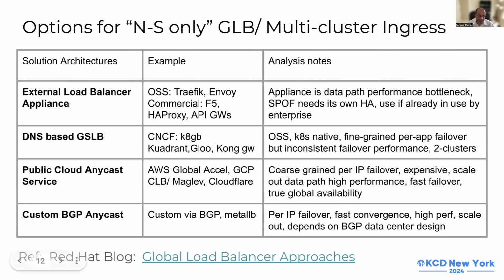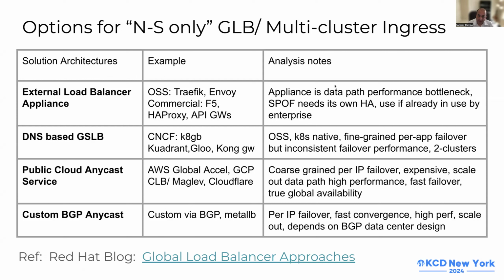Briefly, those are listed here. So the first one is essentially just use an external load balancer appliance outside of your application clusters. That appliance could be something running an open source load balancer like Traefik or Envoy, or commercial offerings from F5 and so on. And there are API gateways which do those kinds of functions as well.